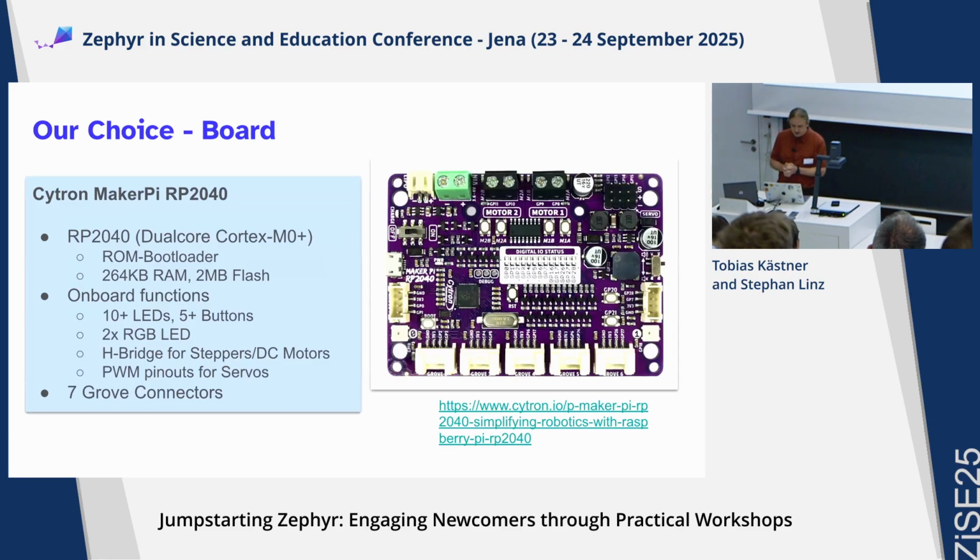It's their MakerPi RP2040. I think meanwhile they also have something for the 2350, but we really haven't felt the need to step up from the RP2040. And indeed, that really ticks a lot of the boxes that I just mentioned. It has got this ROM bootloader because Raspberry Pi has also been in education for a decade and more now, so they know what they need and what it means to work with students and pupils. It has plenty of RAM, it has plenty of flash.